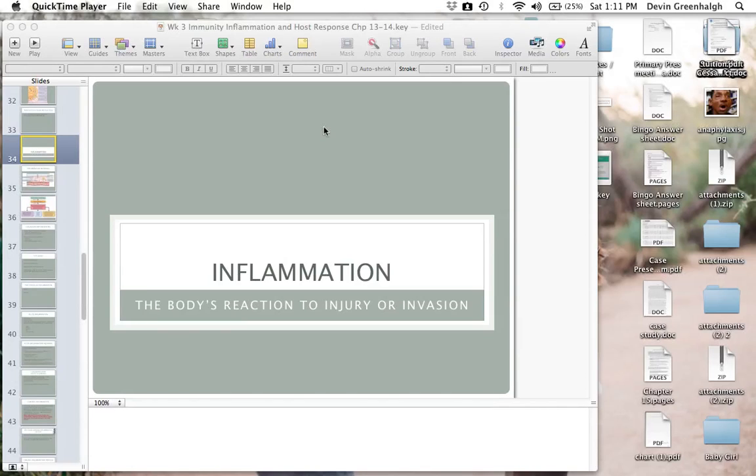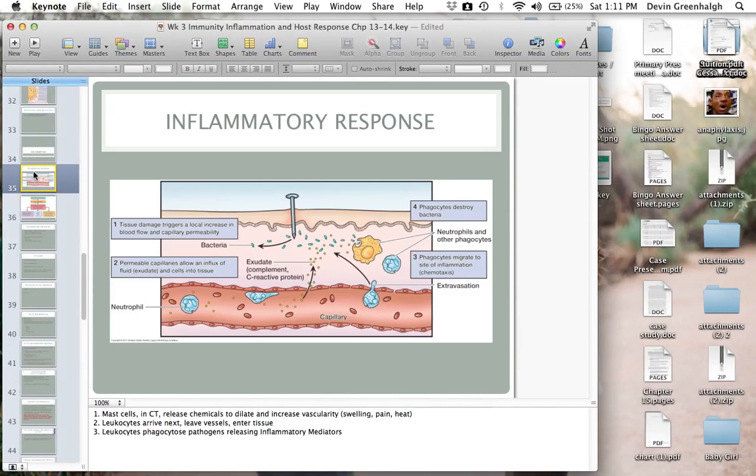Inflammation in regards to perio. So, basic inflammation, the inflammatory response. Tissue damage triggers a local increase in blood flow and capillary permeability. Permeable capillaries allow an influx of fluid, or exudate, and cells into the tissue.